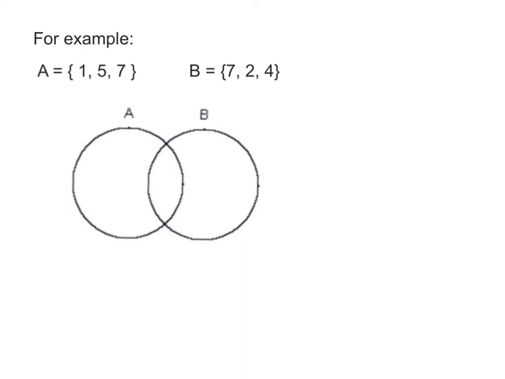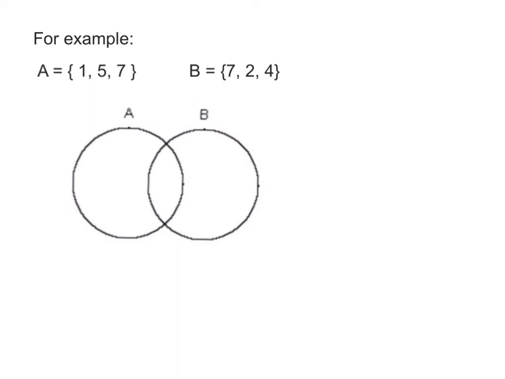So we have two sets here, set A and B. In set A we have 1, 5, 7. In set B we have 7, 2 and 4. And we need to represent the sets A and B on a Venn diagram. So we have two overlapping circles already, and we need to start by looking at the elements of the sets and check are there any elements common in both sets. So we have 7 in A and 7 in B.